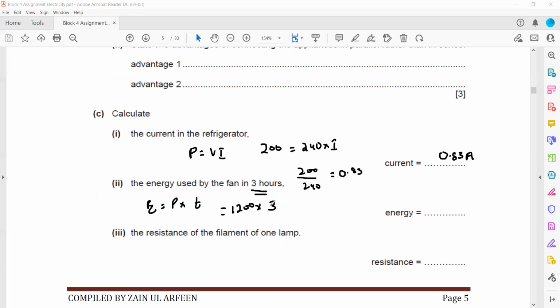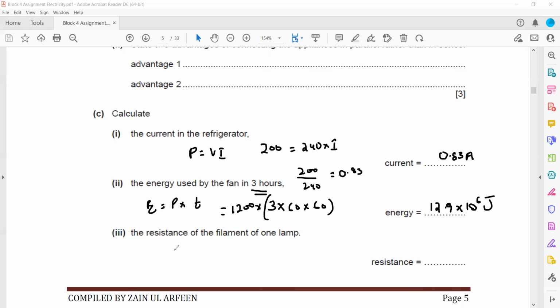multiplied by time, which is 3 hours. But time should always be in seconds, so we have to convert this 3 hours into seconds. So it will be 3 multiplied by 60, so it will convert into minutes, and then further multiplied by 60, so it will convert into seconds. So 3 multiplied by 60 multiplied by 60 is 10,800, and times the 1200, so it will be 12.9 into 10 to the power 6 joules. That's the total energy consumed in 3 hours.